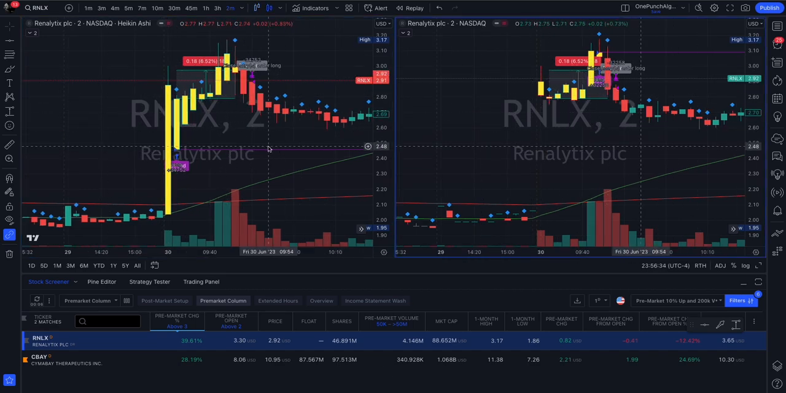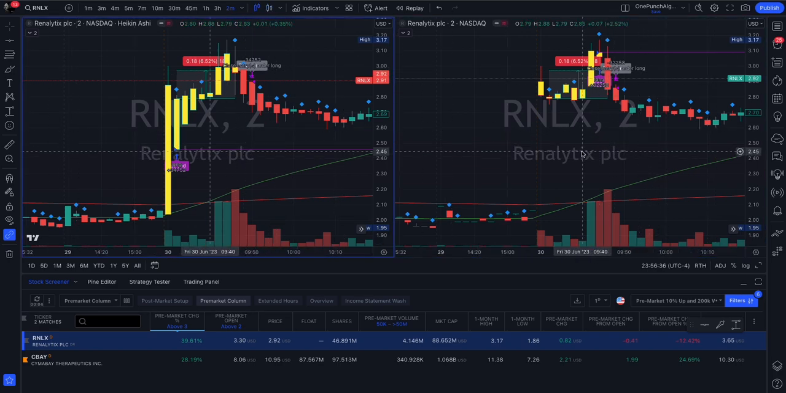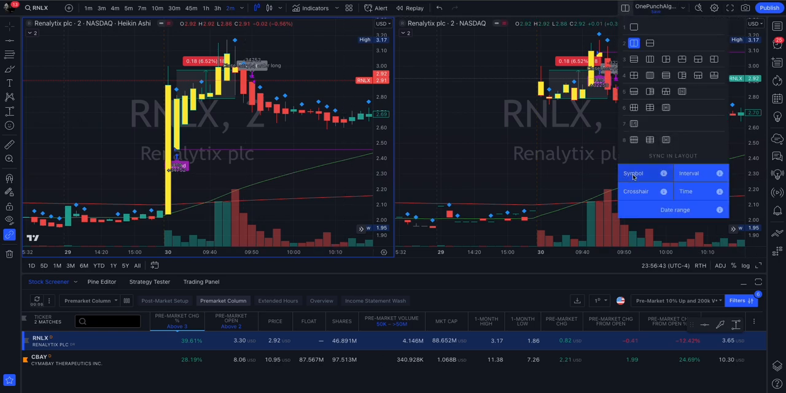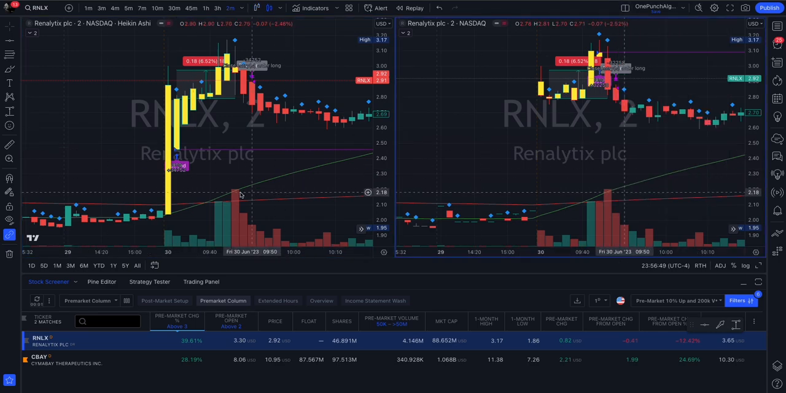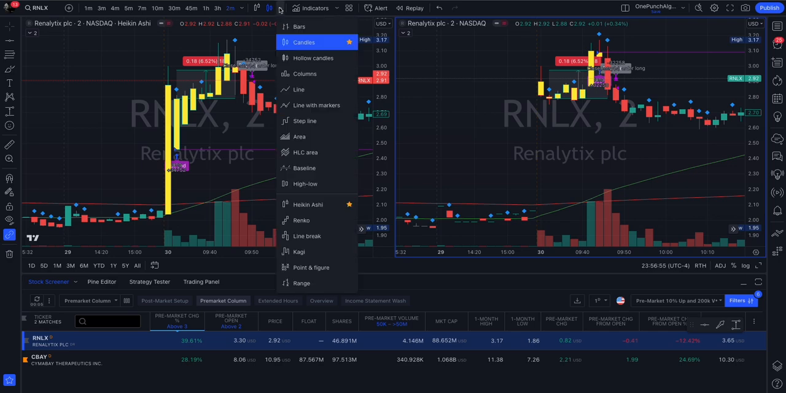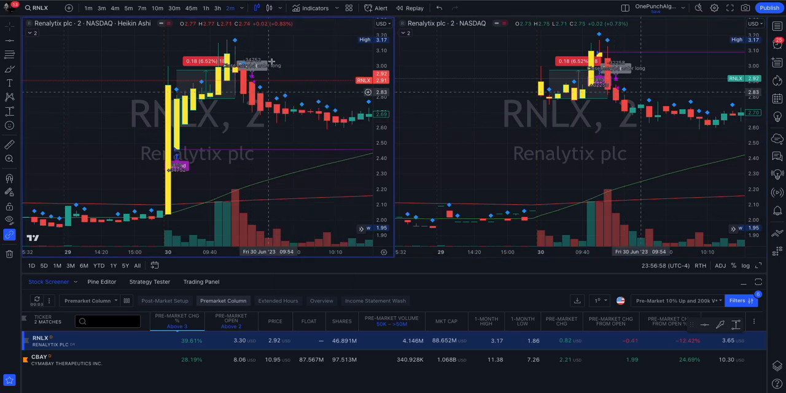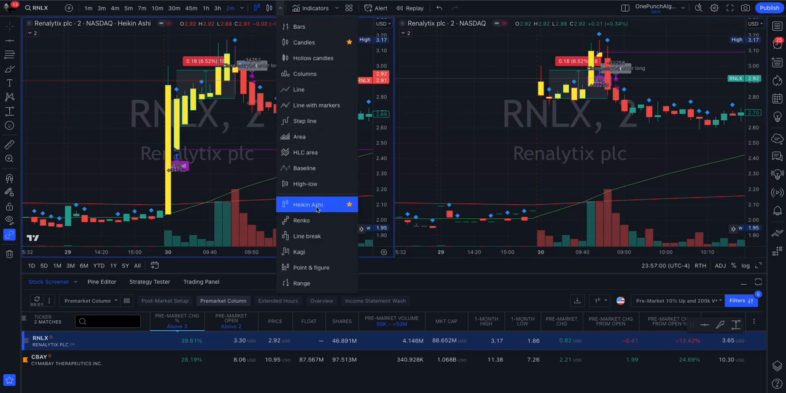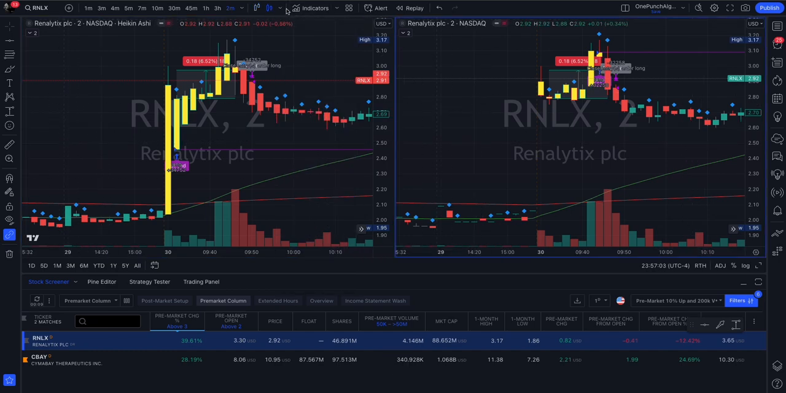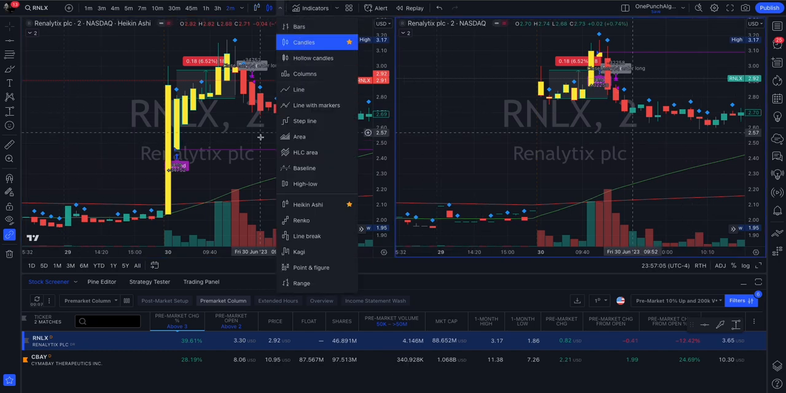So there are two charts. It's the same stock, the same time frame. So if you see here, I have the symbols the same, intervals the same, crosshairs the same, and the date range is the same. And then on the right hand side, I have Heikin Ashi candlesticks, and then on the left side I have normal candlesticks.